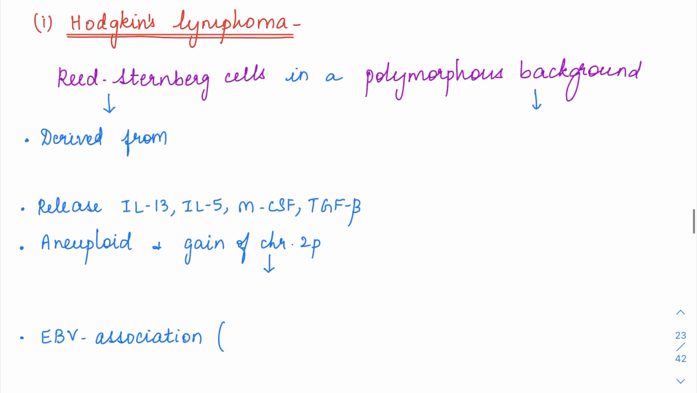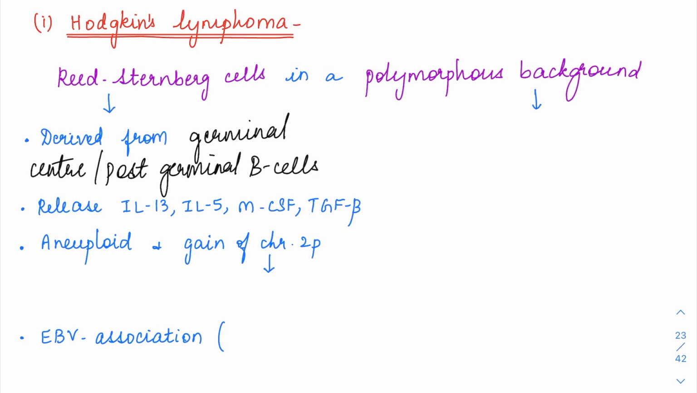Under Hodgkin's lymphoma, the most characteristic thing is going to be the Reed-Sternberg cell. Apart from that, there is another term in which Hodgkin's lymphoma is important. The Reed-Sternberg cell has to occur in a background of polymorphous population. This polymorphous population is going to characterize Hodgkin's lymphoma. The Reed-Sternberg cells are derived from the germinal center of the lymph node or from the post-germinal B cells. So the origin of Reed-Sternberg cells is germinal center or post-germinal center B cells.